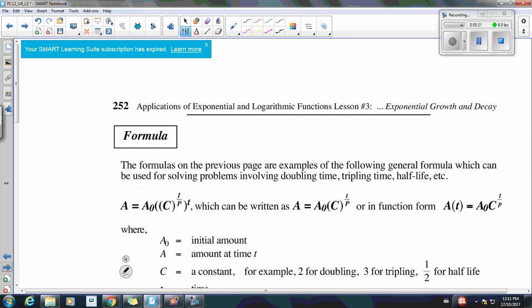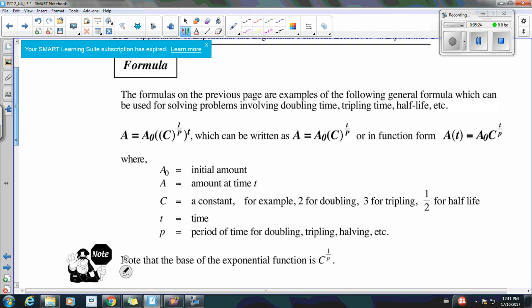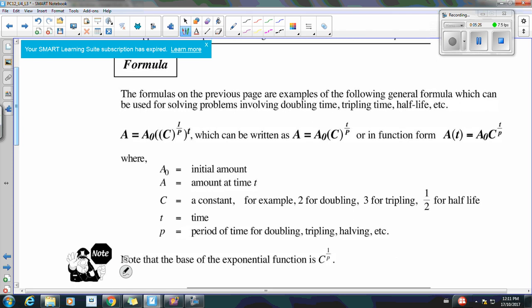Okay, we're going to skip the developing part and go to the formula here on page 252. The formulas on the previous page are examples of the following general formula, which can be used for solving problems involving doubling time, tripling time, and half time. What changes here is the rate. Here they've used the letter C. For doubling time, the rate is 2. For tripling time, the rate is 3. For half time, the rate is 1/2. They've also made an adjustment with the exponent. It's T over P, so that's the time divided by the period of time for the doubling, tripling, halving, etc.